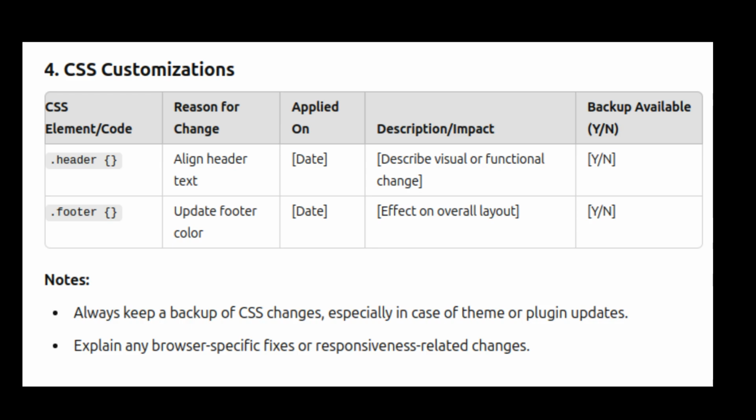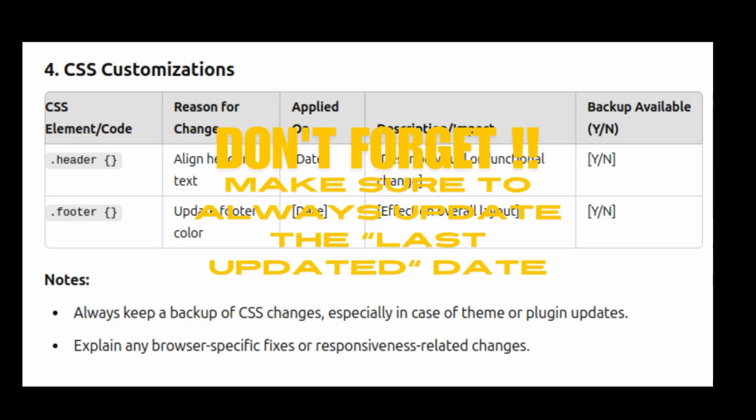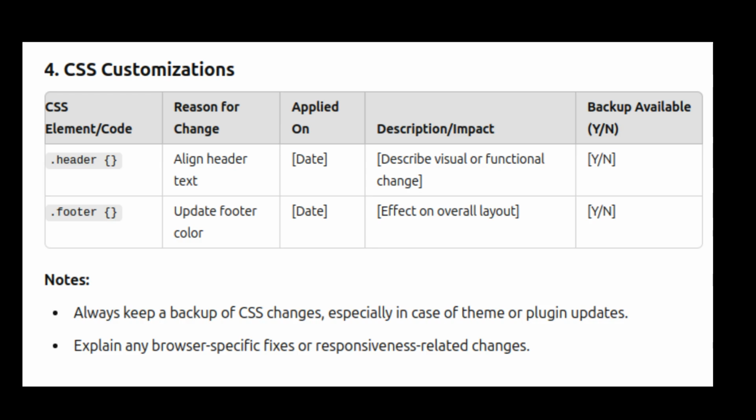CSS customizations directly affect the look, feel, and functionality of your website's elements. The CSS element as code column identifies which part of your site was modified, while the reason for change explains the purpose behind the adjustment, whether it's for alignment, color, or other style updates. If you don't keep track of when these changes were applied and updated, reverting to old settings or troubleshooting new problems becomes a guessing game. Moreover, missing this information could lead to losing important customizations during theme or plugin updates. Documenting last updated ensures that all changes are up to date and easy to reference.